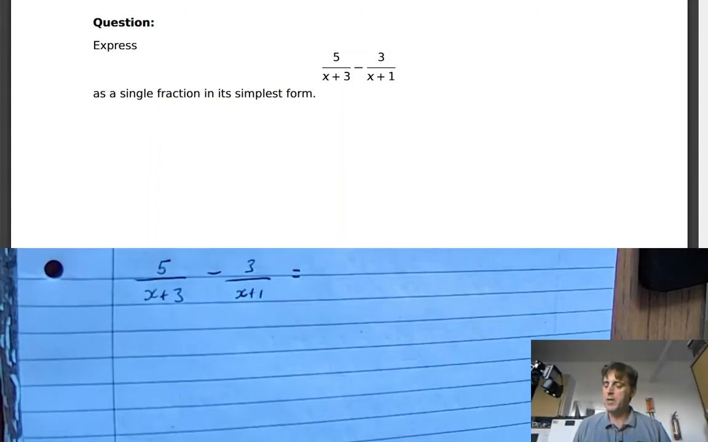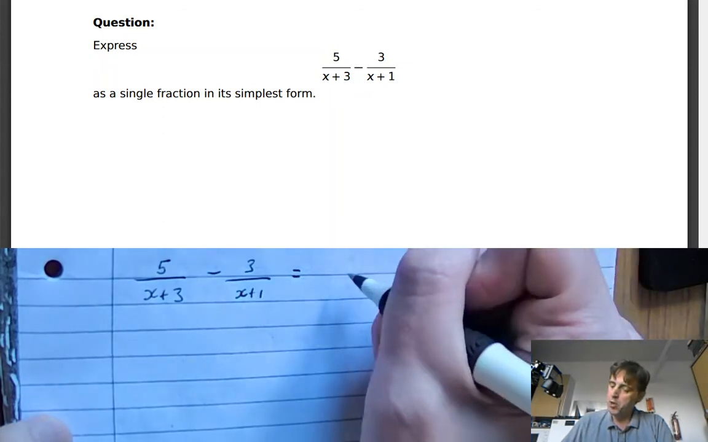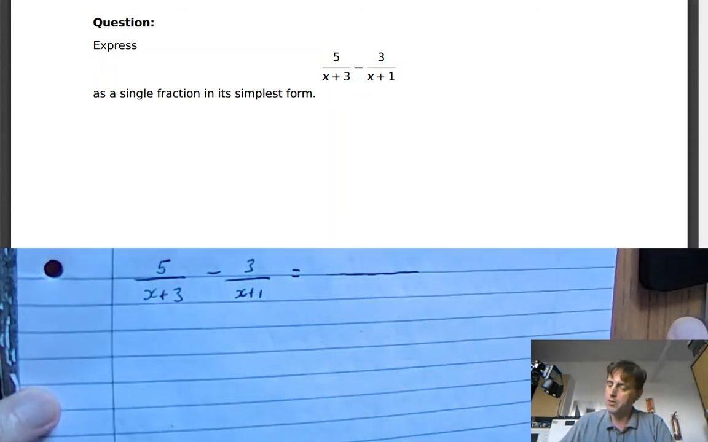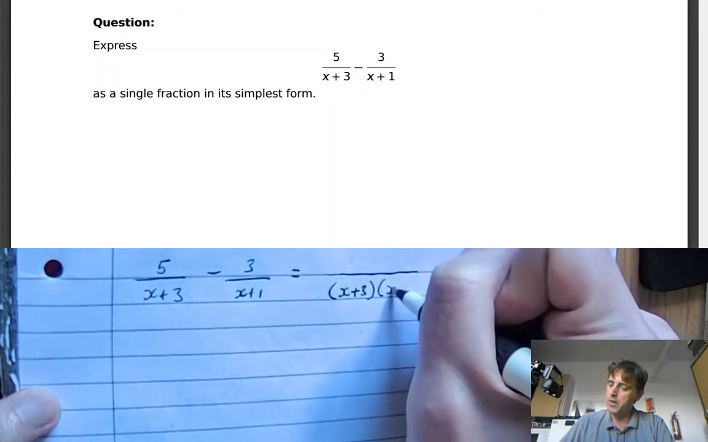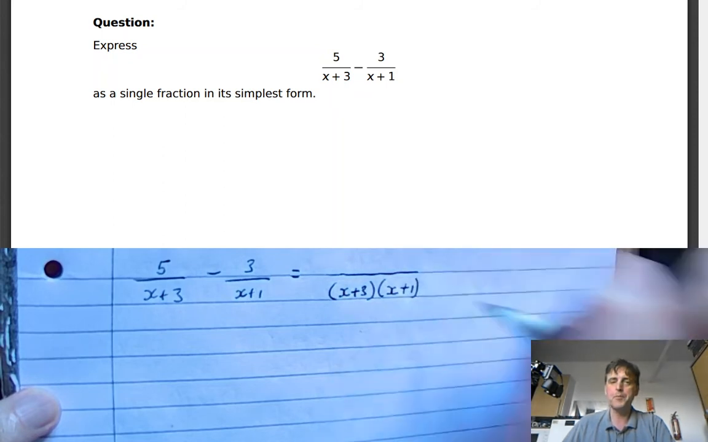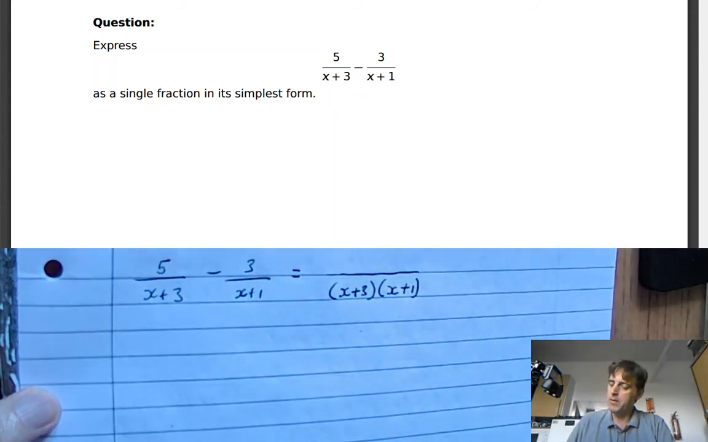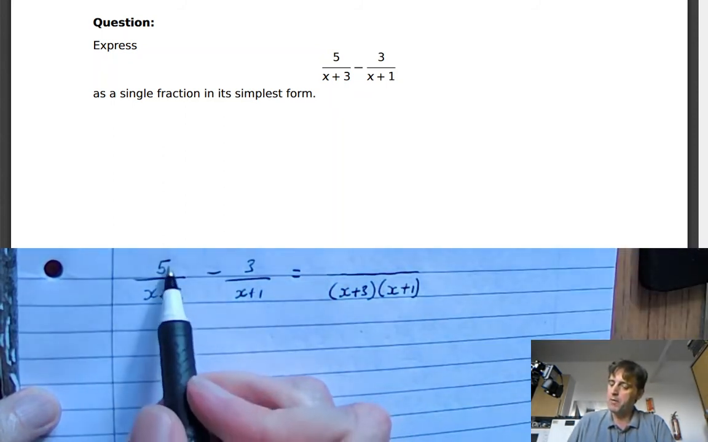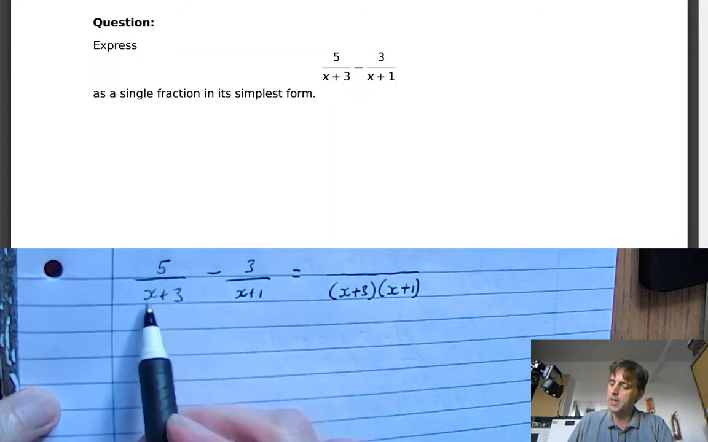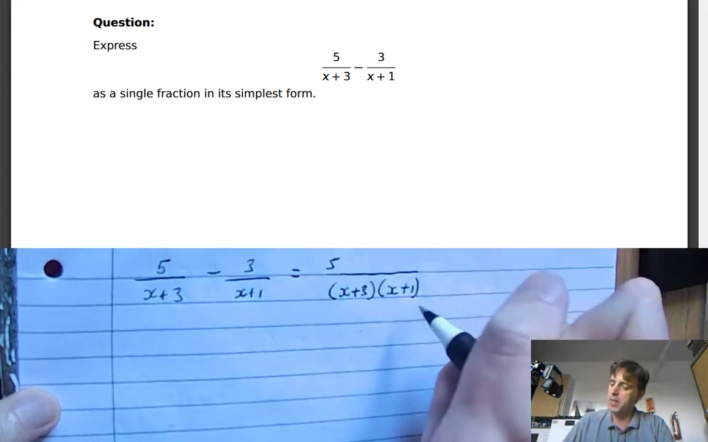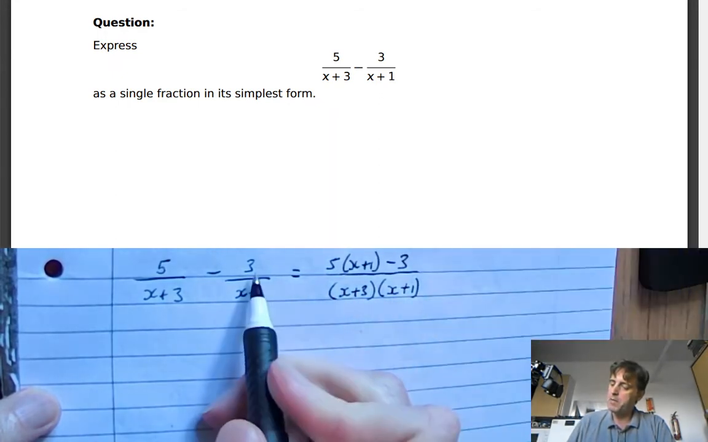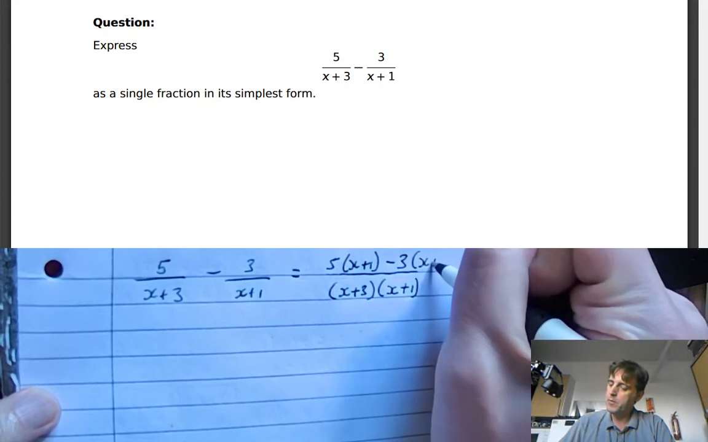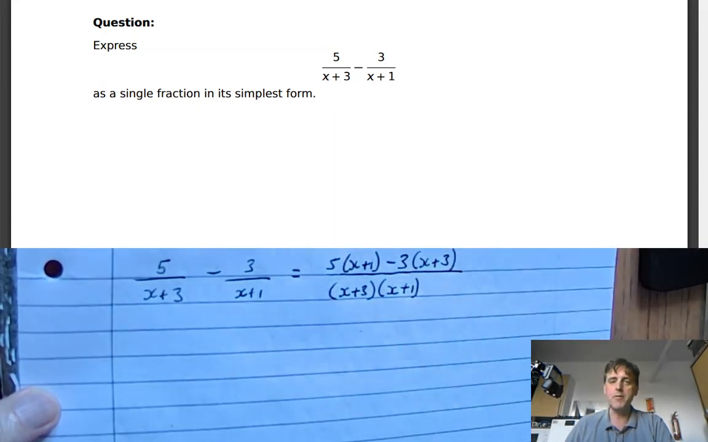Okay, so hopefully nothing too tricky here. Certainly you've done this kind of thing before. We need to find the common denominator first of all. I think the easiest way of doing it is to choose the common denominator x plus 3 times x plus 1 here. And then in the numerator we have to multiply 5 by the x plus 1 to get the denominator of x plus 1 there as well. And then the 3 here is going to be multiplied by x plus 3. So we're going to end up with this here. Hopefully you agree with that.